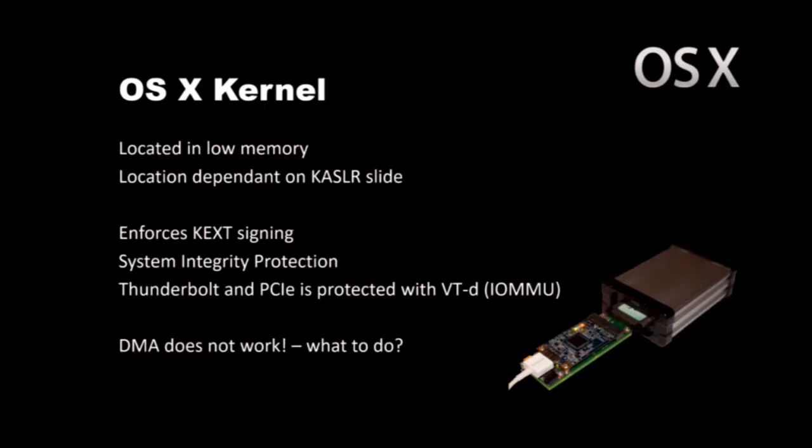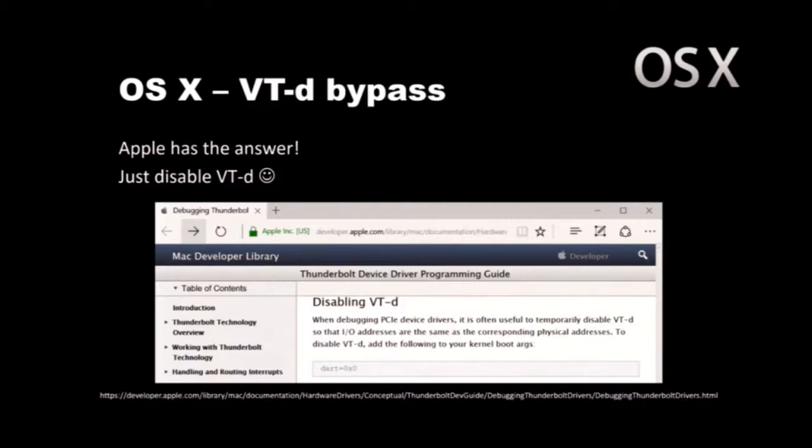All Macs today pretty much have Thunderbolt, but Thunderbolt is actually protected with VT-d. OS X actually uses this IOMMU in order to protect itself from DMA attacks. So that's kind of boring. What can we do in order to change that? We can visit Apple's website. Thank you, Apple. Apple on their website tells us in plain text how to disable VT-d. So yeah, it's as easy as that.